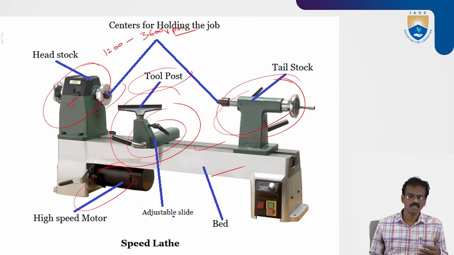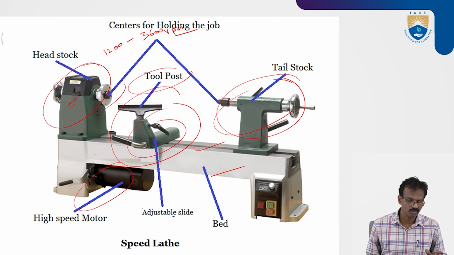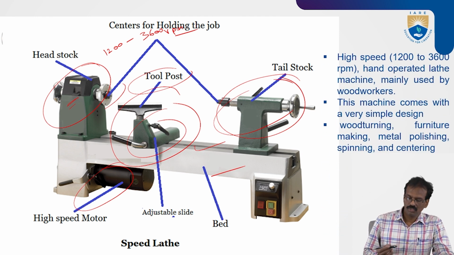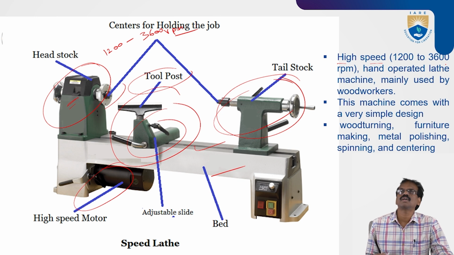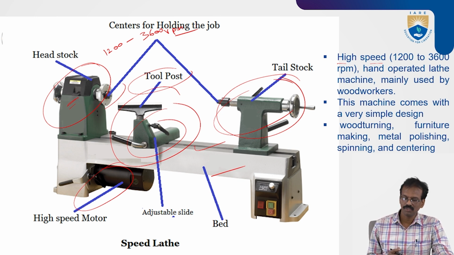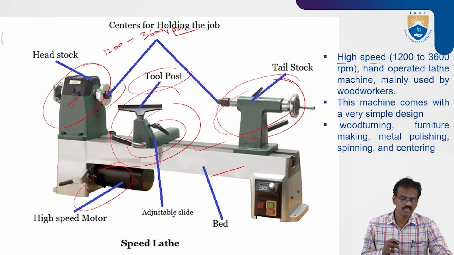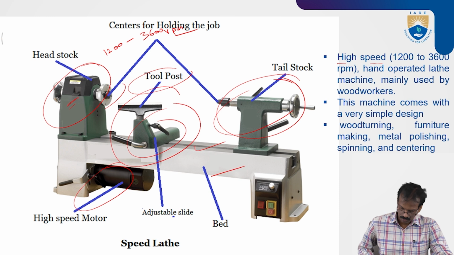It provides very high speed. It means the workpiece will be rotated at a very high speed. So these are the few points you will see. We can say it is the high speed lathe machine. It maintains 1200 to 3600 RPM. This one is a completely hand operated lathe machine, mainly used for woodworks, for the polishing of the wood and finishing of the work. We'll see.